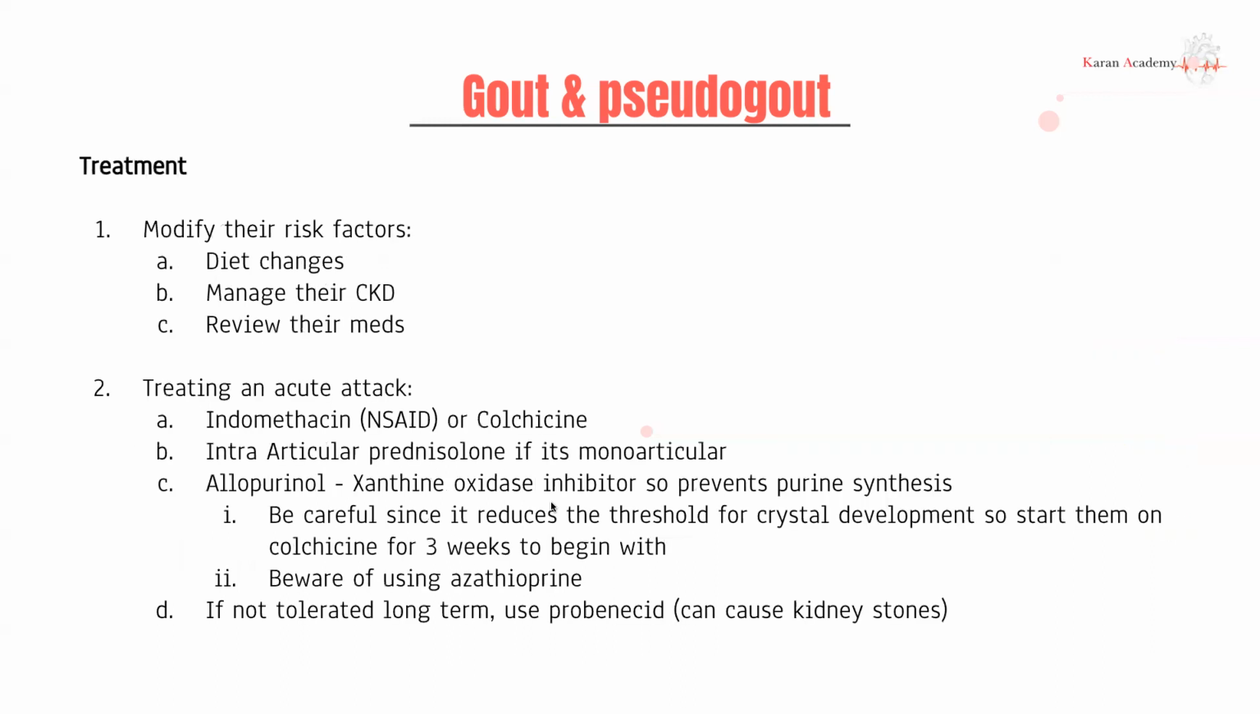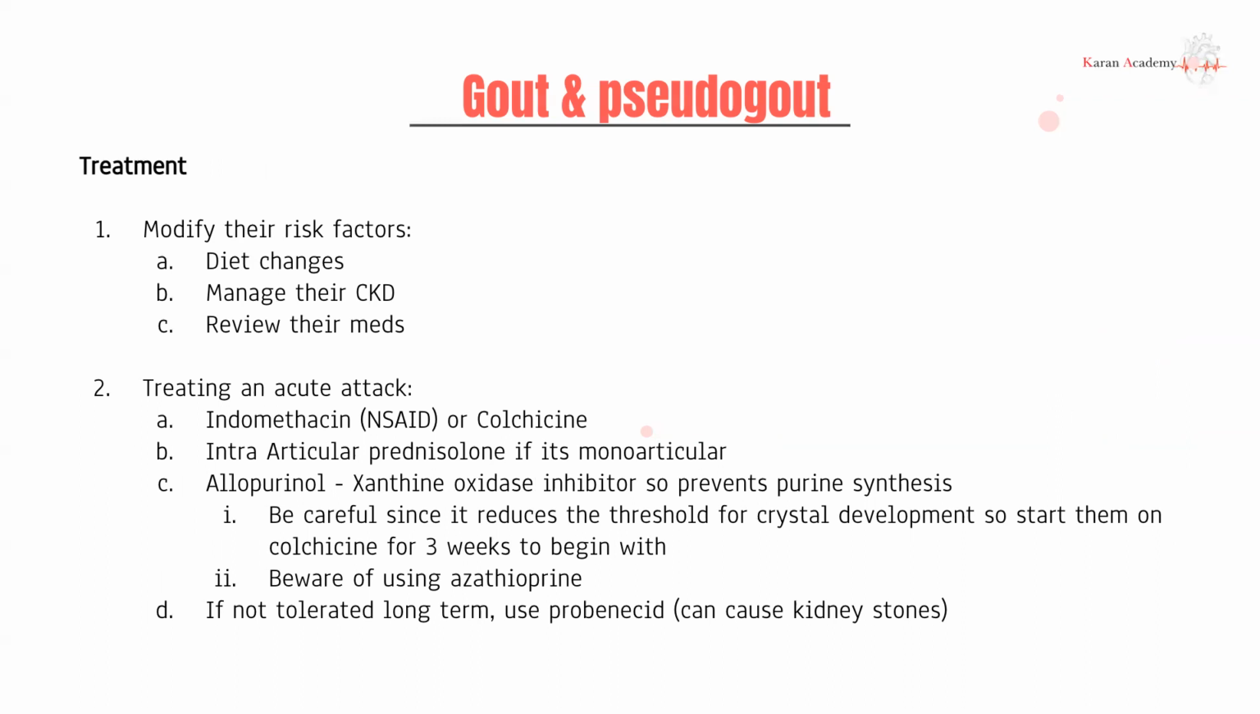In terms of the treatment, some basic stuff that you want to always talk about for any disease mechanism is modifying their risk factors. So changes to their diet, making sure they're not having any of that purine-rich food that we talked about. We want to manage their CKD and review their medications. So we don't want them to be on thiazide diuretics.